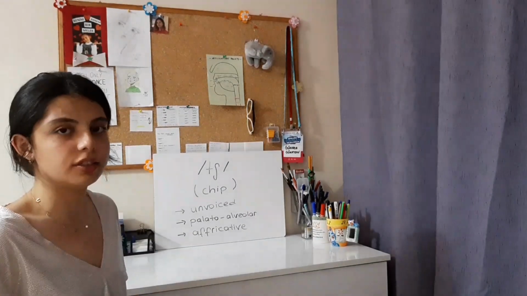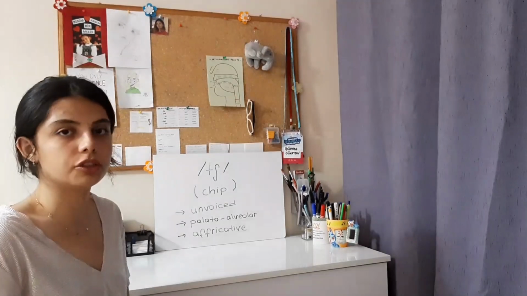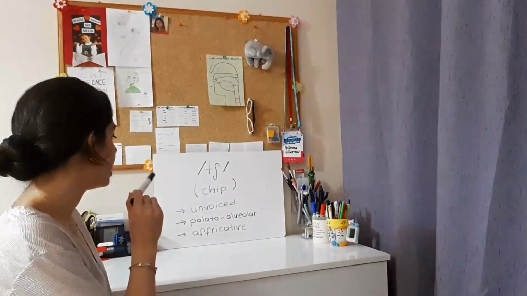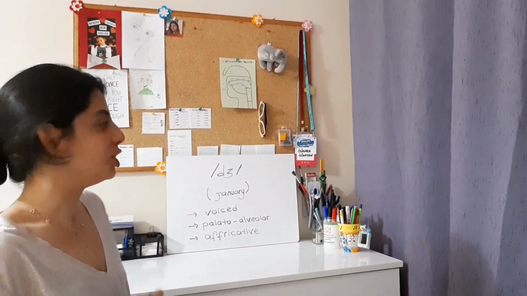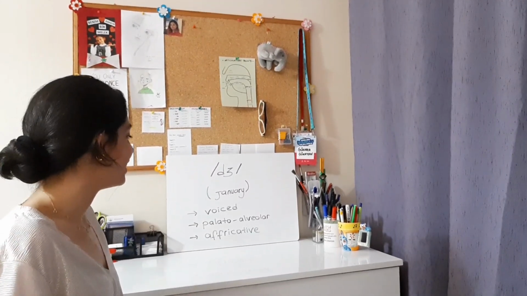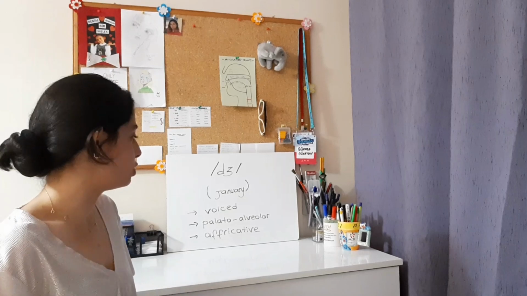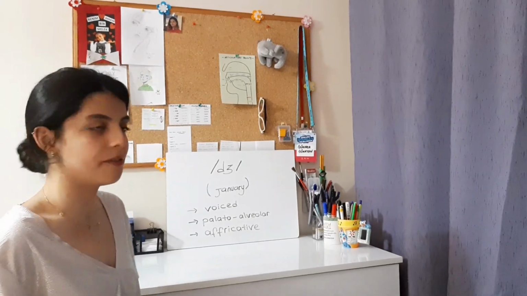The next one is ch, as in chair. Its unvoiced sound, its place of articulation is palato-alveolar, and its manner of articulation is affricate. The next one is j, as in January. It's a voiced sound, it's also a palato-alveolar sound, and its manner of articulation is affricate.